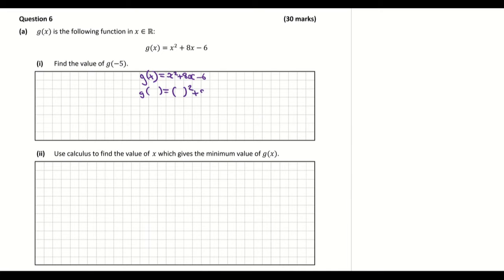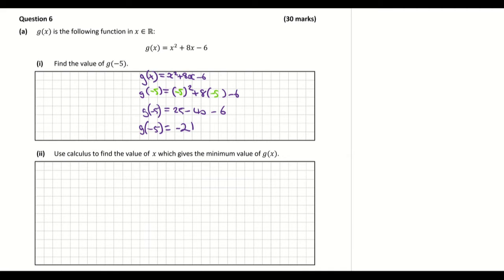So everywhere you have an x, you're putting in minus 5. Just use brackets there for your calculator because it's a negative. Minus 5 by minus 5 is positive 25 minus 40 minus 6. So that's getting me a value of g of minus 5 equals minus 21. Part 2, use calculus to find the value of x, which gives a minimum value of g of x.